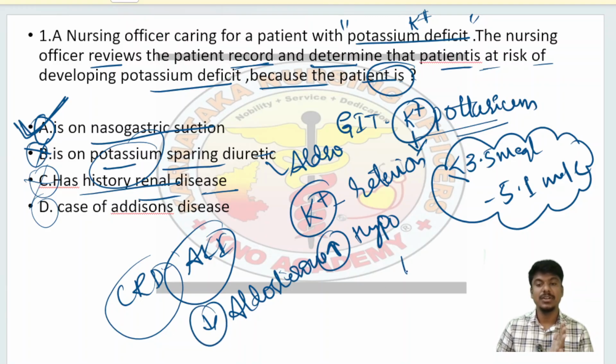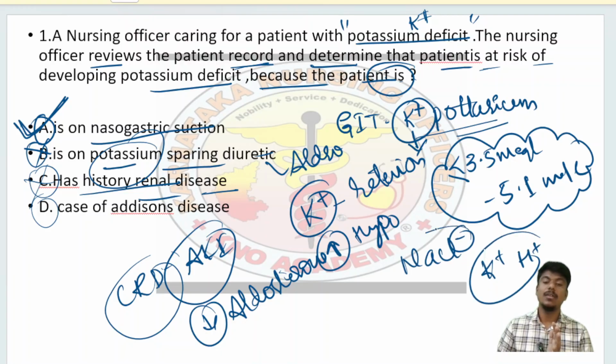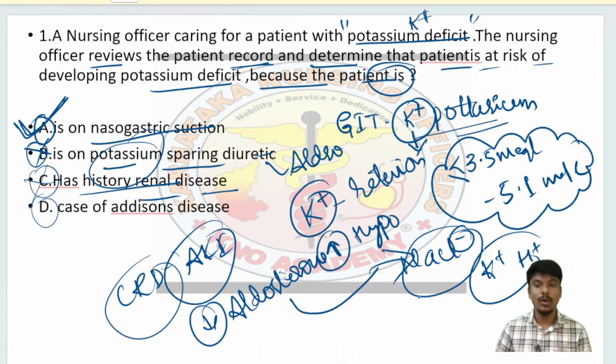What is the function of aldosterone? It retains sodium chloride and excretes potassium and H plus ion. Here the opposite will happen. If there is no aldosterone, the body will eliminate sodium chloride. So water and sodium salt will be lost, and there is retention of K plus and H plus.